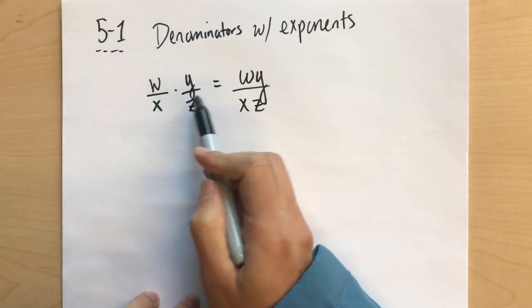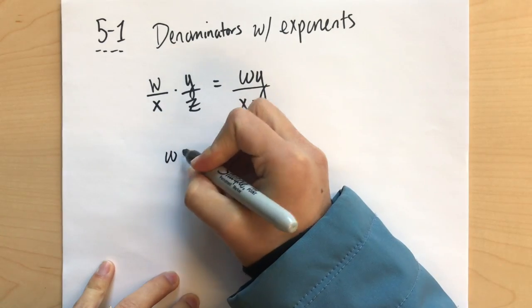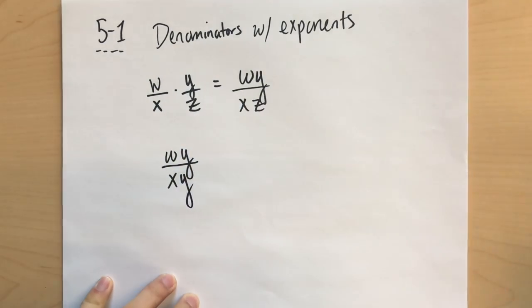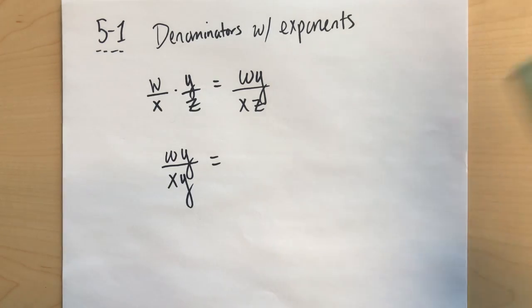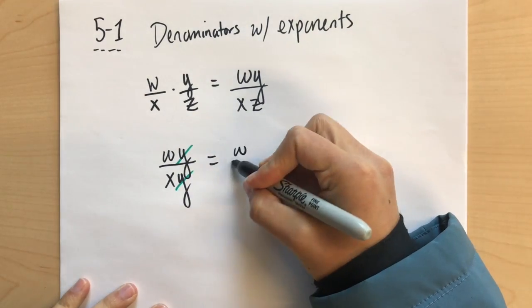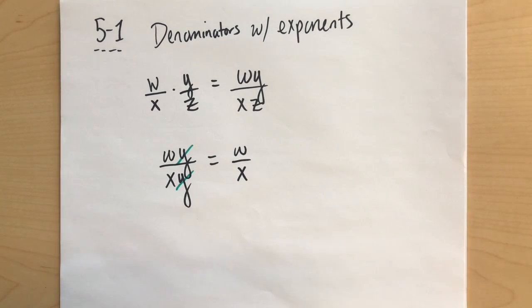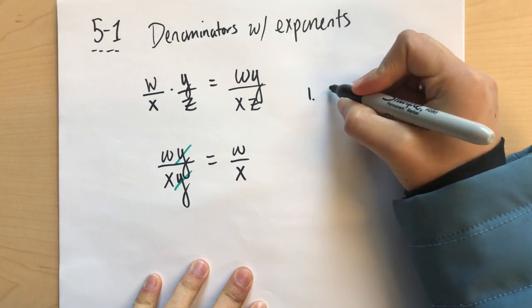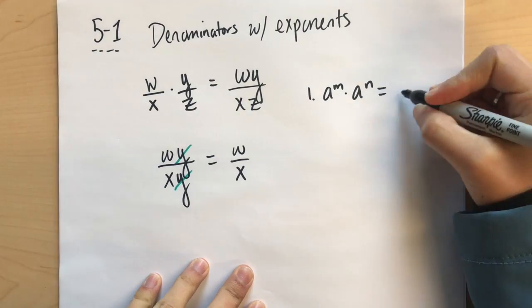Here we have w over x times y over z. What we can do is just multiply the tops together and multiply the bottoms together. I'm sure you've seen this before. And then the other thing that we know we can do is cancel stuff. So if I have wy over xy, I can cancel the y's and get w over x. Those are two things that you're probably familiar with.